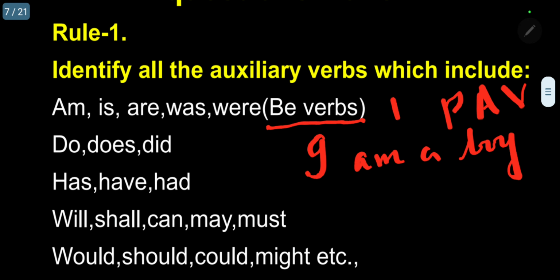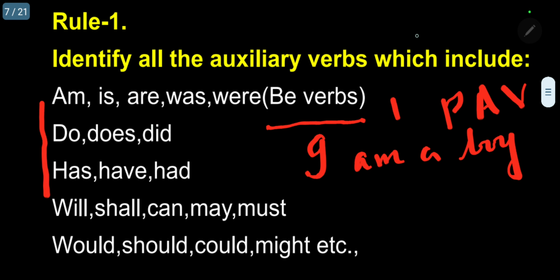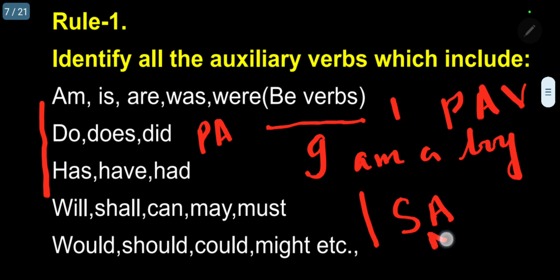Here, am is acting as a main verb. The interesting information I want to give here: there are five types, I told you. The first three types are primary auxiliary. The other two types are secondary auxiliary, also called modal verbs. The primary auxiliary type 1, type 2, type 3, that is be verbs; do, does, did; has, have, had. These act as a main verb as well as an auxiliary verb, helping verbs. Whereas the fourth and fifth, will, shall, can, may, must, would, should, could, might, etc.